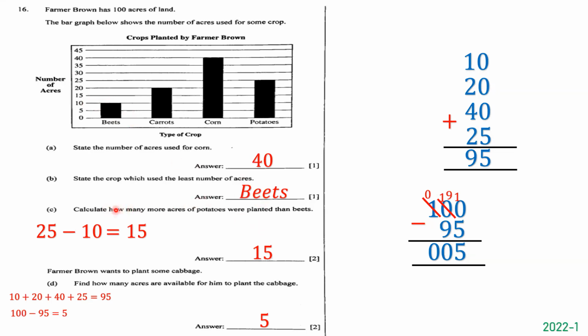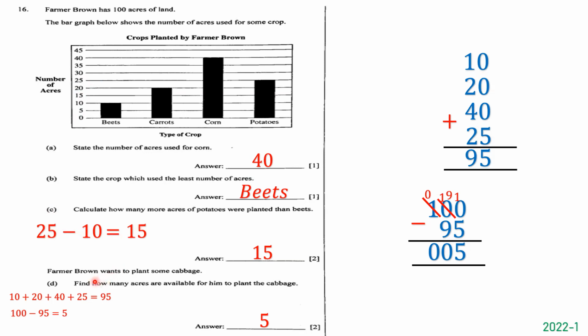Then we have, calculate how many more acres of potatoes were planted than beets. We know that for beets it was 10 acres, and for potatoes it was 25 acres. If we look at it carefully, potatoes was 25. So the number of acres used for beets was 10, and for potatoes is 25. We have to subtract 25 minus 10, which is going to be 15 acres. That's the correct answer for that one.